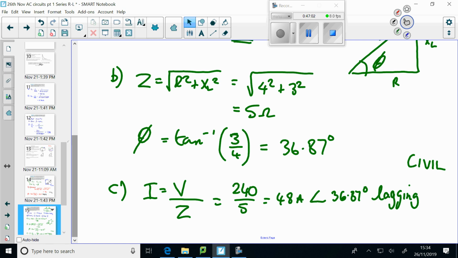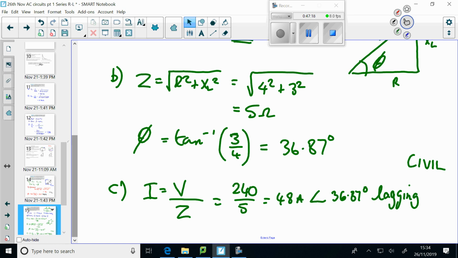Right, for the remaining 15 minutes, you don't finish at 1:30, you finish at 1:45. For the remaining 15 minutes, there's 2 more problems for you to have a go at.